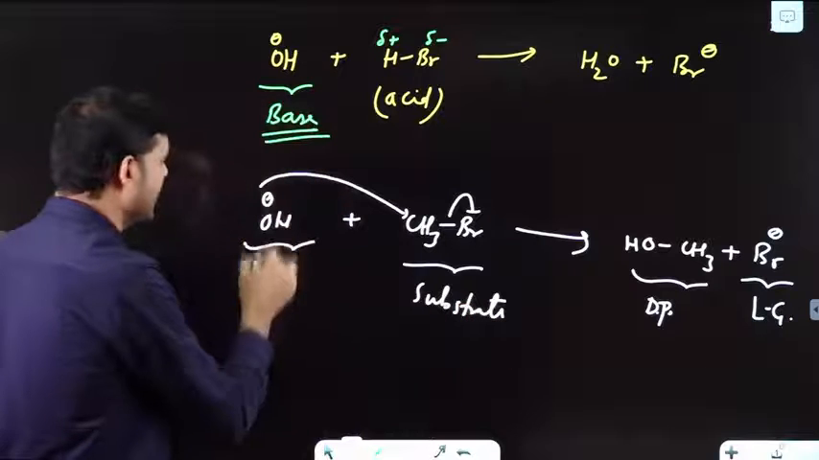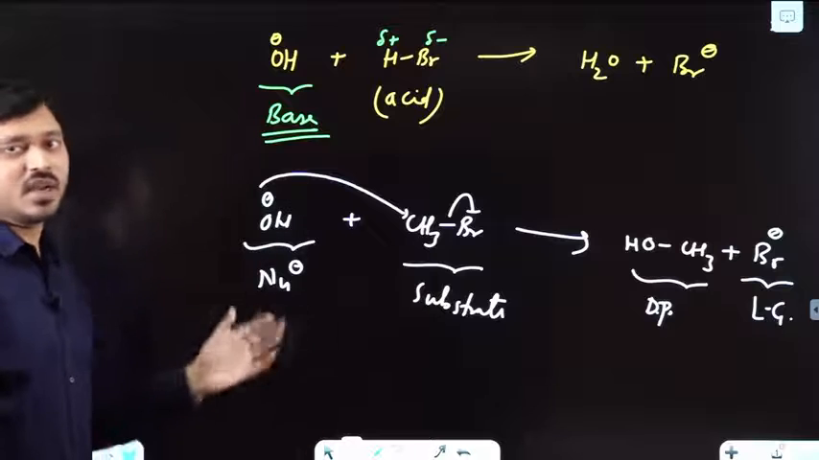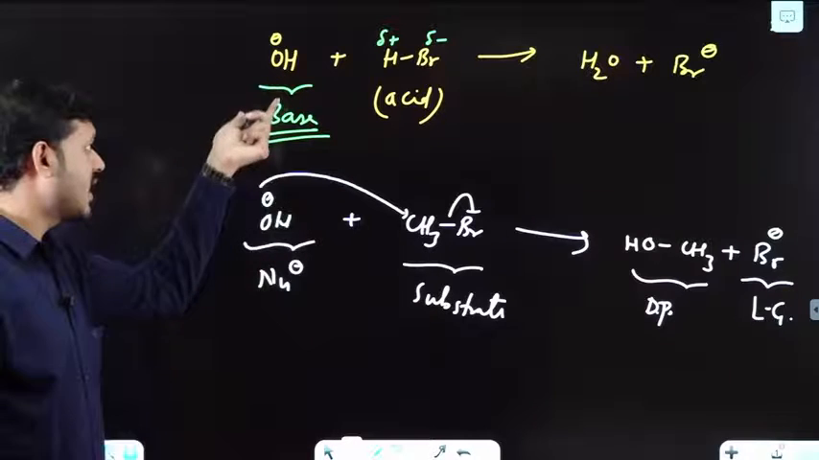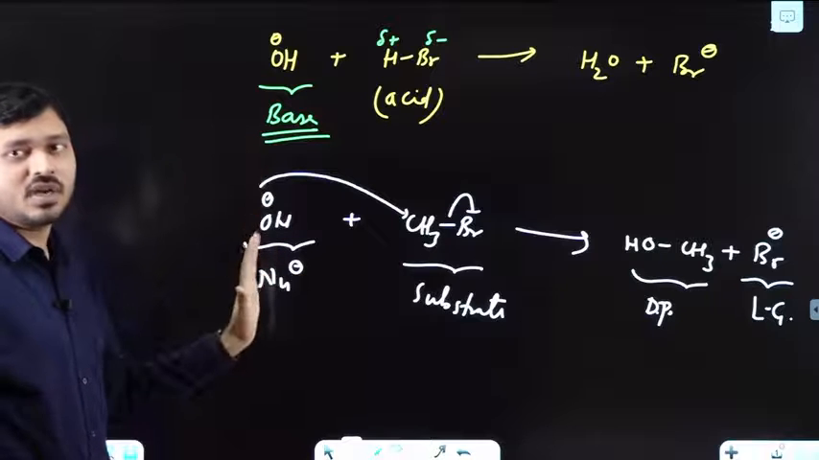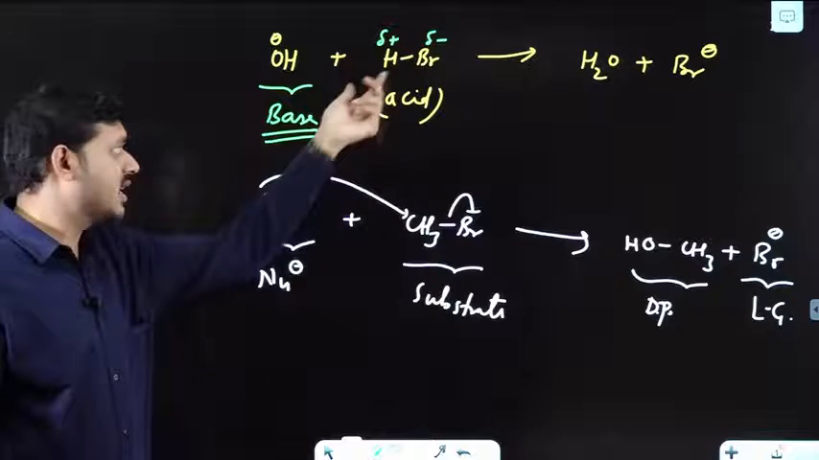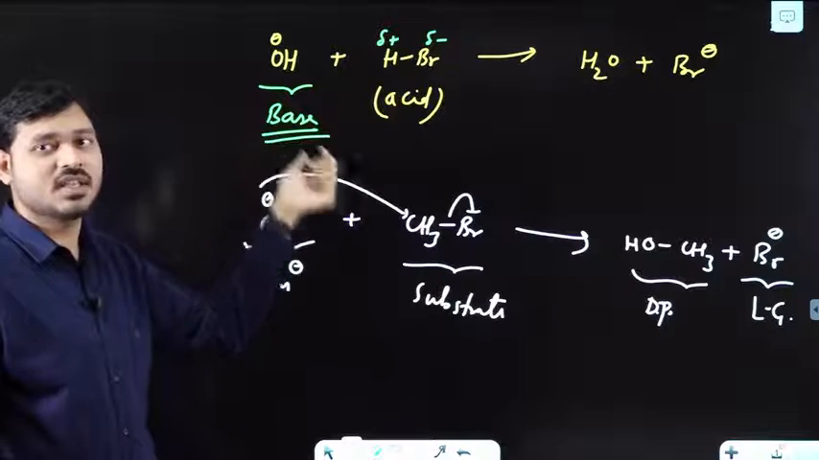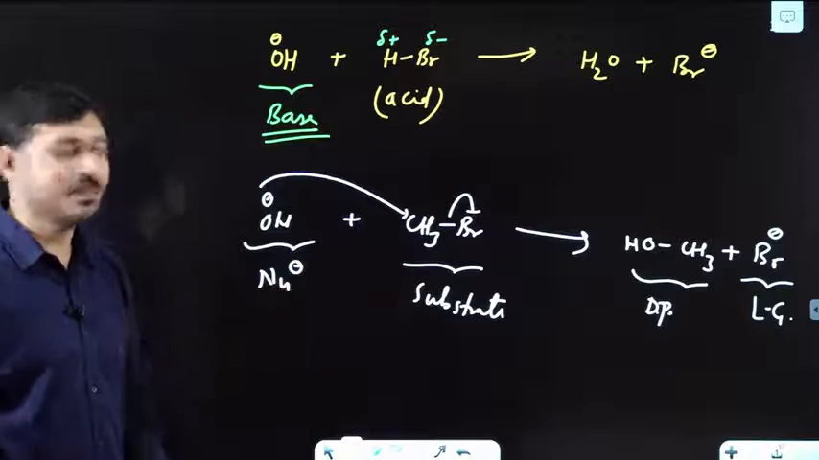But here it is not a base, it is your nucleophile. See, from this example you can understand OH minus can act as a base or as a nucleophile. So it depends upon what? It depends upon the electrophile with which it interacts. If it is H plus, it will be a base. If it is an electrophile other than H plus, it will be a nucleophile. Clear to you all?